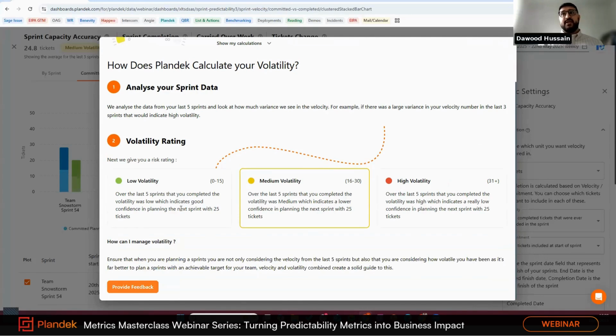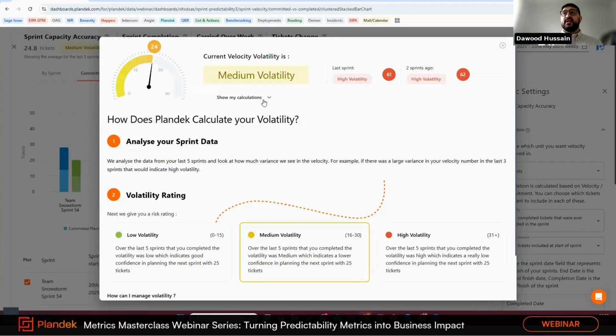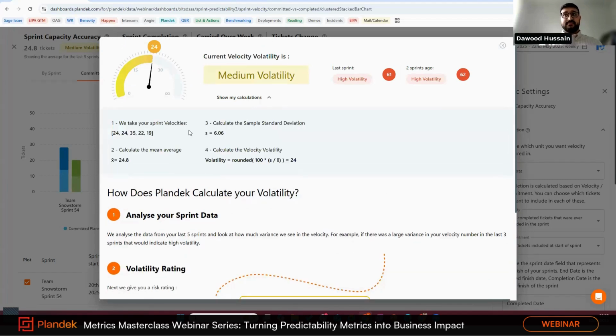So low volatility would be a score of between 0 and 15. Medium would be between 16 and 30. And high volatility would be 31 plus. Now, we can actually show you how we calculate that too. So we can click on Show My Calculations.